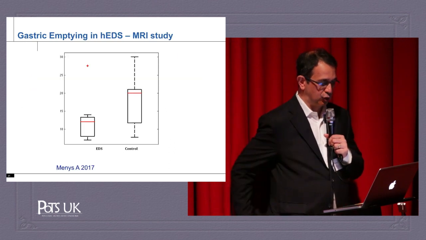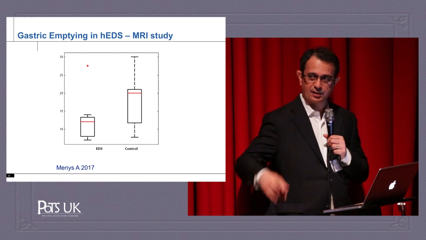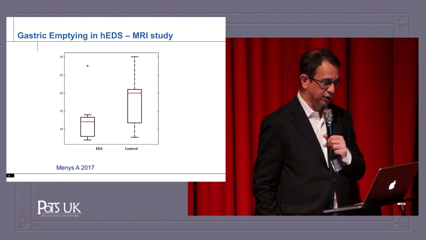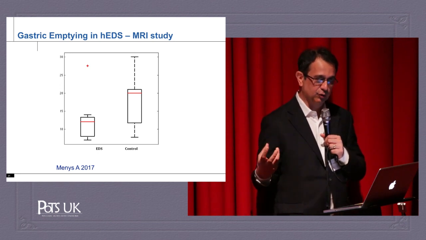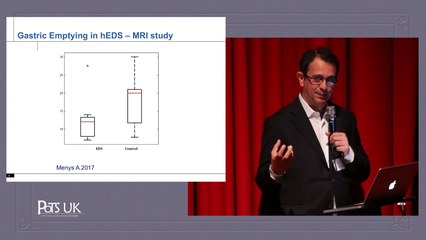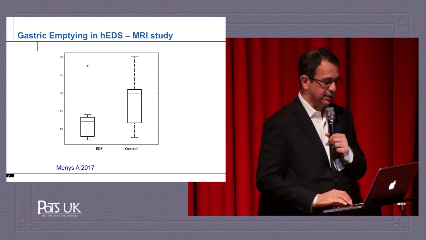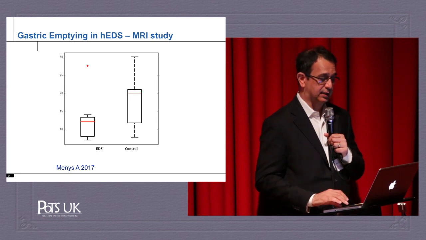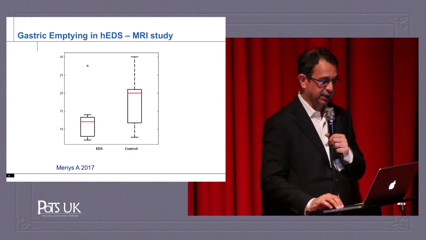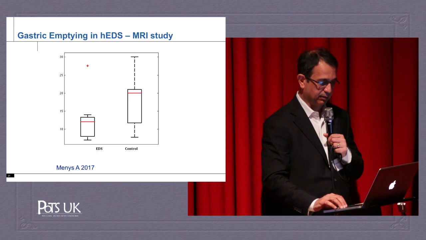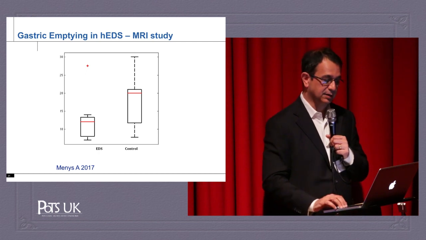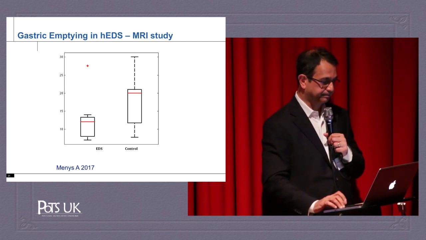We did a study using MRI. Heather Fitzke, one of my PhD students sitting in the audience, and Alex Menes did the study at University College Hospital, using a water challenge. There's no other nutrient there, just a water challenge to look at gastric emptying in healthy controls versus EDS patients who had dyspepsia. And interestingly, we found that these patients had more rapid gastric emptying in comparison to the healthy controls. So some of these patients may be getting dyspeptic, indigestion-type symptoms after a meal that could be related to this early dumping.